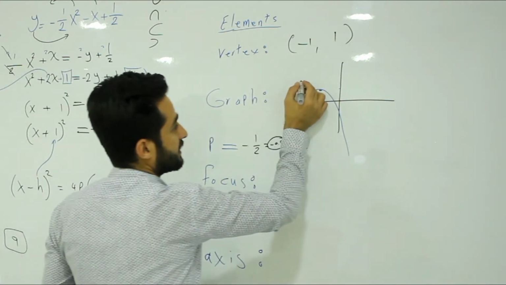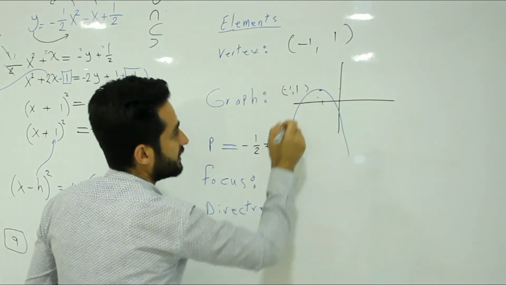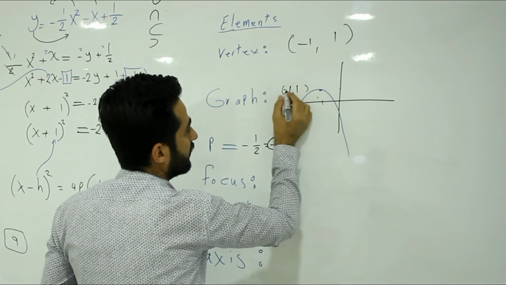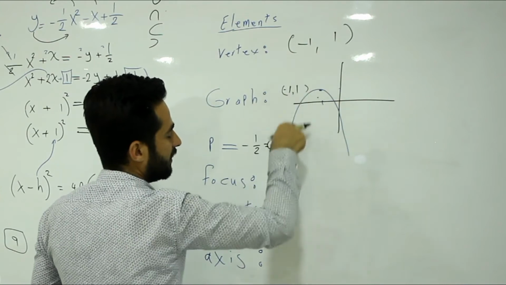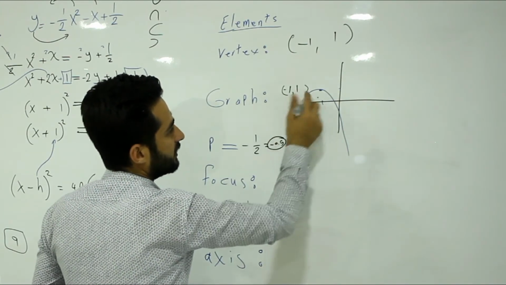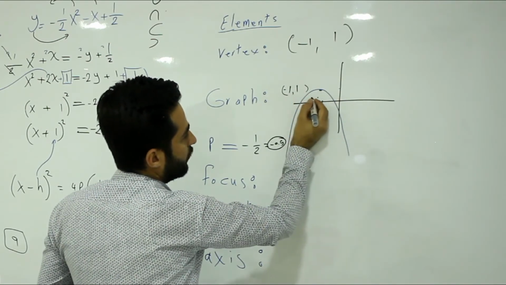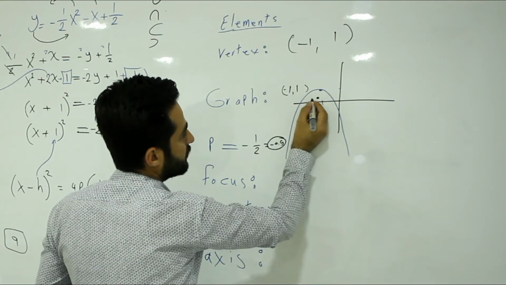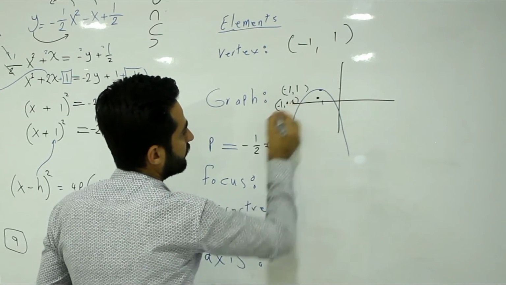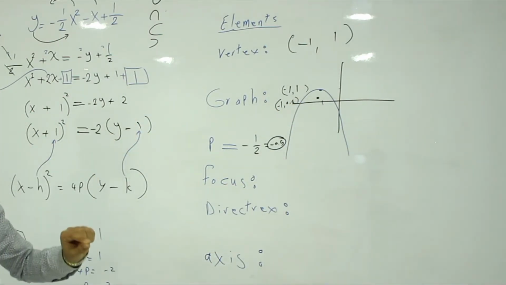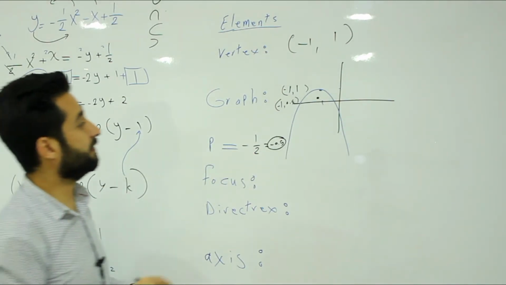This is the vertex, minus 1 and 1, let's say, and 0.5 down. Which one changes, this or this one? Of course, the vertical coordinate of the vertex will change. This one will change to what? 0.5 subtracted from this. It becomes the focus at minus 1 and 0.5, like this, because we went downward 0.5.